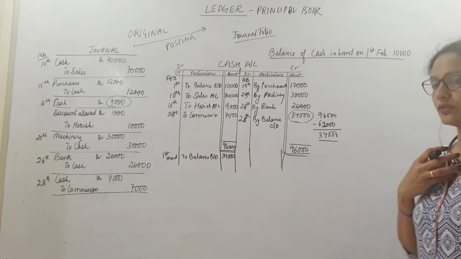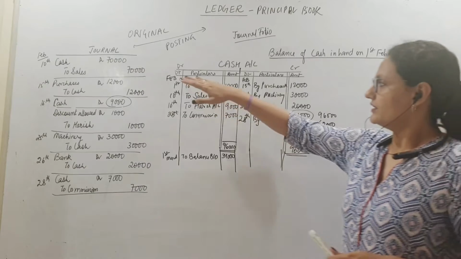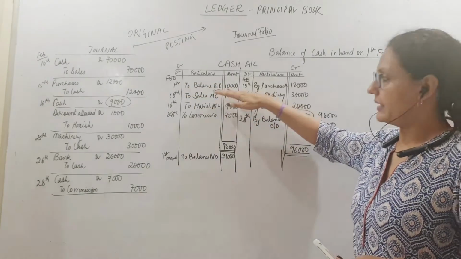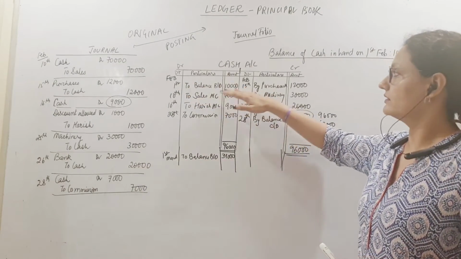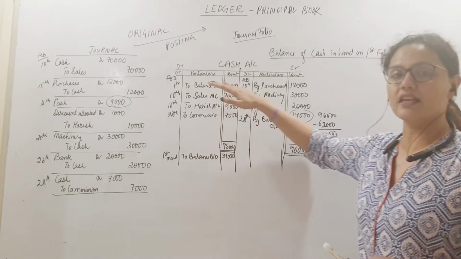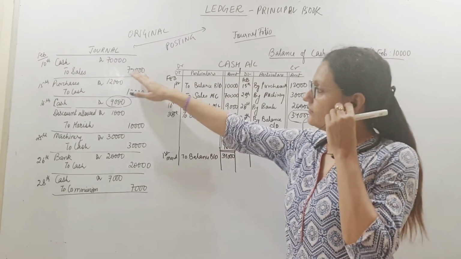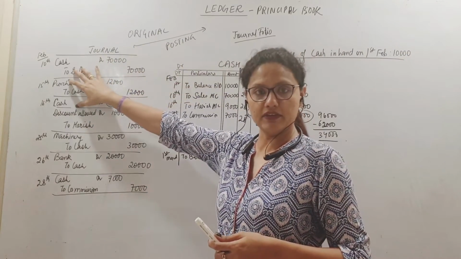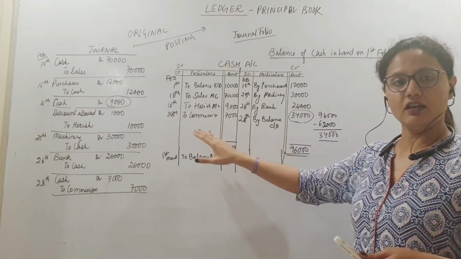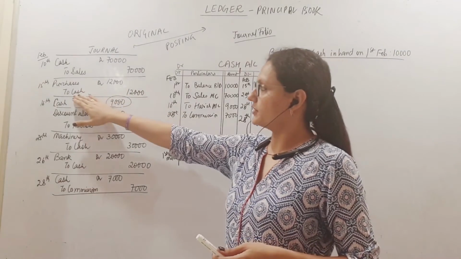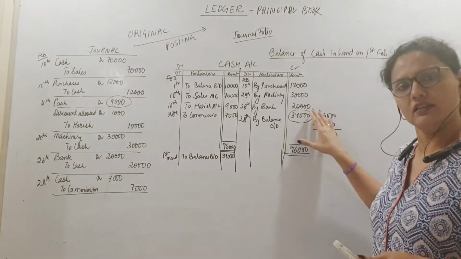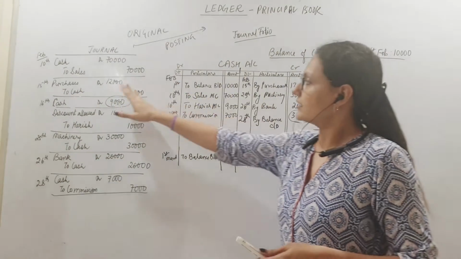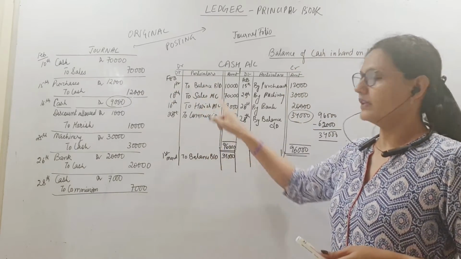Alright. So what all have we done here? We started with opening balance here, debit side, because this is an asset account. It will always have a debit balance. Then we posted each and every entry here. If it is debited in journal, it comes on the debit side. If it is credited in journal, it will come on the credit side. The corresponding debit or credit account we will write here.